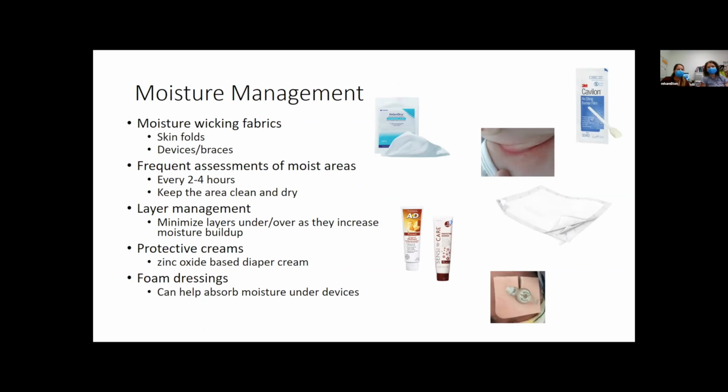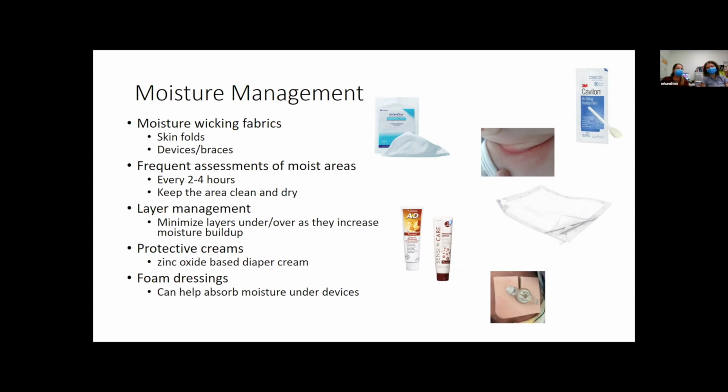So if you have a fold of skin, we have moisture wicking fabric that can be placed within the fold of the skin to pull that moisture out and allow the area to dry and stay dry. You really want to cater those interventions to what the patient needs. Some patients are very moist, some patients are not very moist. So that will help you know how much additional work you need to do. Do you need to look at it every few hours or less often to help keep it clean and dry?